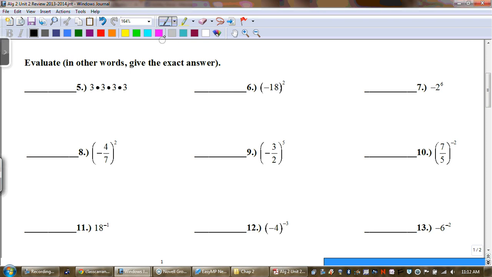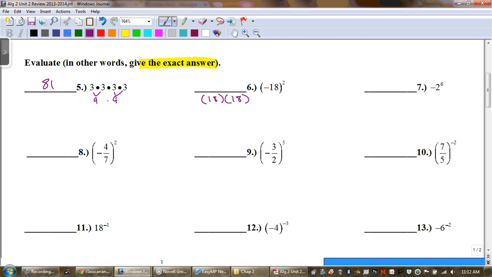Okay, these next ones are saying to evaluate, give the exact answer. Well, 3 times 3 is 9. 3 times 3 is 9, and 9 times 9 is 81. Okay, sometimes it helps to write it in the expanded form. You have 18 squared. Okay. Now, if you don't know what 18 squared is, go ahead and take out your multiplication charts.